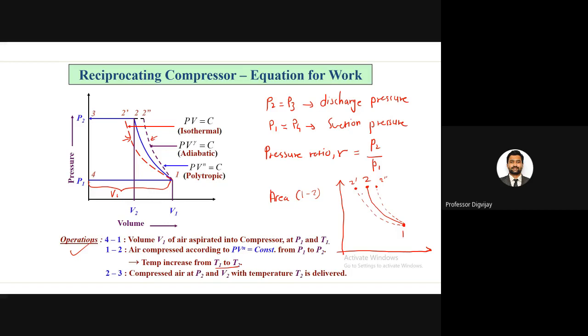So I repeat my question. 1 to 2 is a compression process. There are three ways to achieve it: isothermal, polytropic, isentropic. In which case will the work required, or the area, be the minimum? That means the work required will be minimum. So either it can be 1 to 2 dash, or 1 to 2, or 1 to 2 double dash. Which path should we choose in order to require the minimum work?